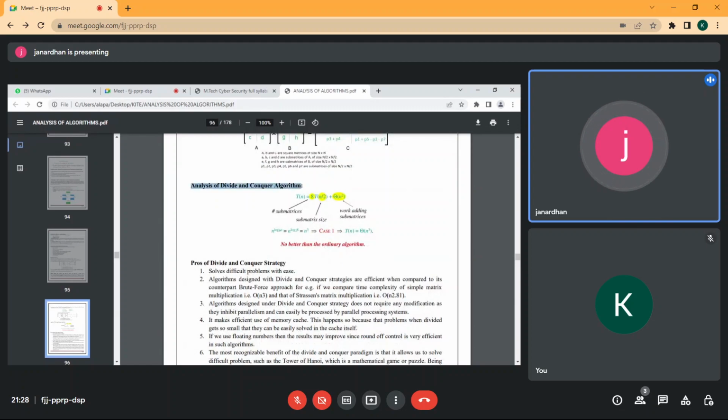Analysis of divide and conquer algorithm. T of n equal to 8 into T of n by 2, where n by 2 is each matrix size. Big O of n square is the work of adding submatrices, n square times add.